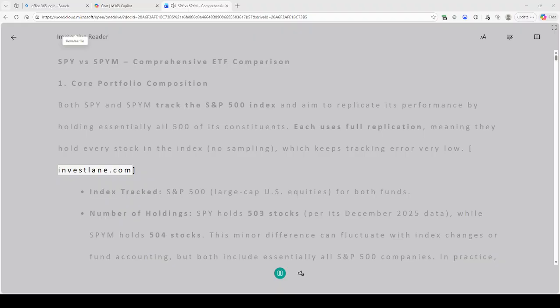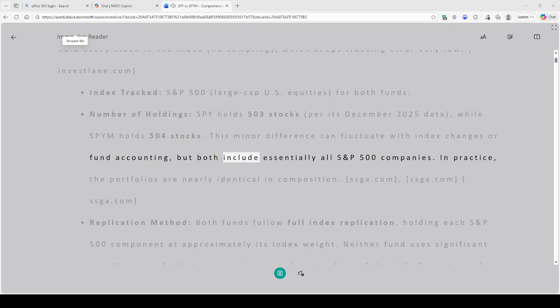Index tracked, S&P 500, large cap US equities, for both funds. Number of holdings, SPY holds 503 stocks, per its December 2025 data, while SPYM holds 504 stocks. This minor difference can fluctuate with index changes or fund accounting, but both include essentially all S&P 500 companies. In practice, the portfolios are nearly identical in composition.